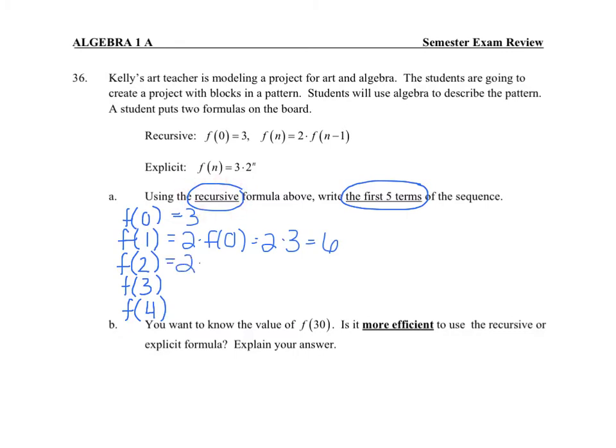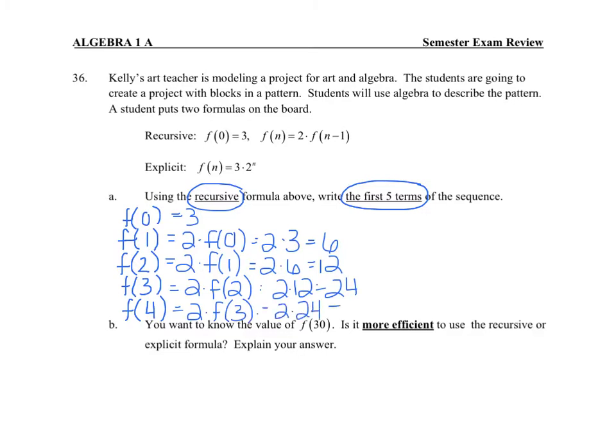So f of 2 is going to be 2 times f of 1, which is 2 times 6, which is 12. F of 3 is 2 times f of 2, which is 2 times 12, which is 24. And f of 4 is 2 times f of 3, which is 2 times 24, which is going to equal 48. So the first 5 terms of my sequence are 3, 6, 12, 24, and 48. Please don't forget that you're looking for the first 5 terms. That includes our starting term, which is f of 0.